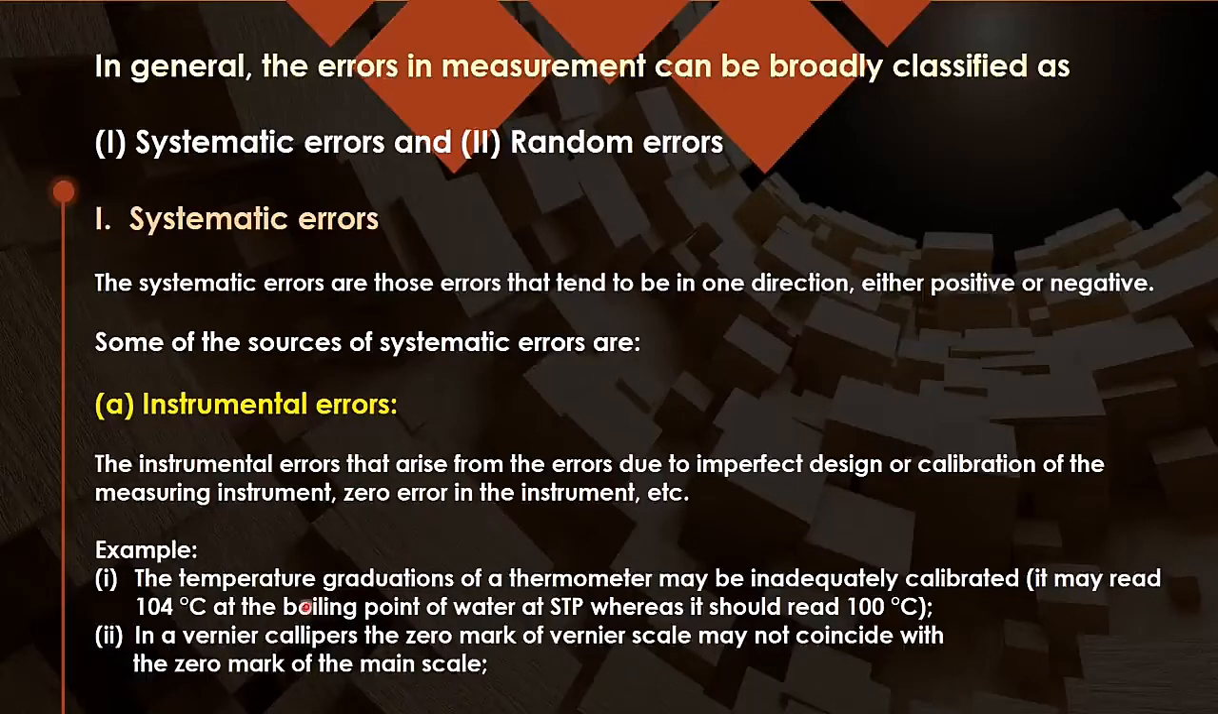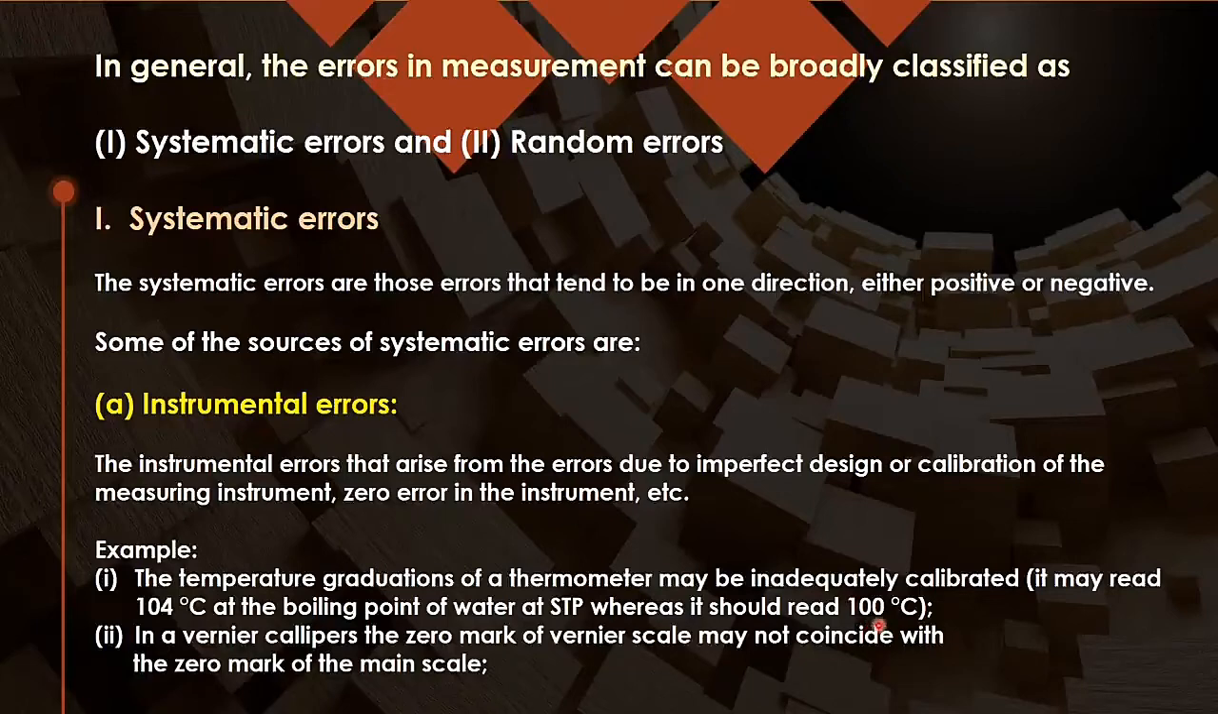Suppose you are measuring the temperature using a thermometer, but it is calibrated such that it measures 104 degrees Celsius at the boiling point of water. But you know it should be 100 degrees Celsius at boiling point. So it means it has a positive error of 4 degrees Celsius. This 4 degrees Celsius is to be subtracted from whatever observation I take, because I have initially noted its error and the error is positive. Whenever error is positive, correction is negative.